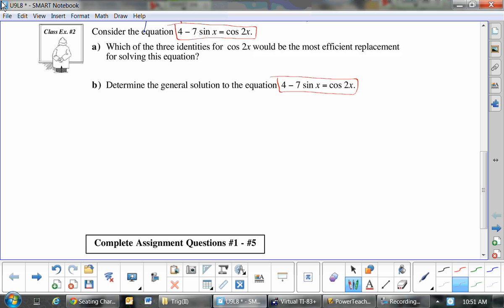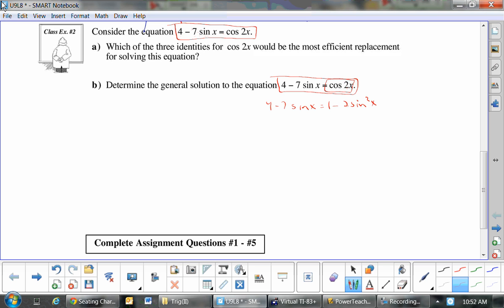The cos 2x, right? Now you have 3 things to pick from. What's the only one that would not still give you cos x's? Because that's a waste of time. 1 minus 2 sine squared, right? So this is going to get replaced. So it's 4 minus 7 sine x equals 1 minus 2 sine squared x.